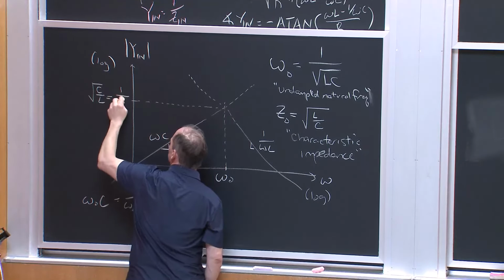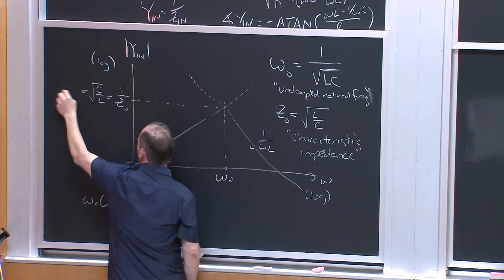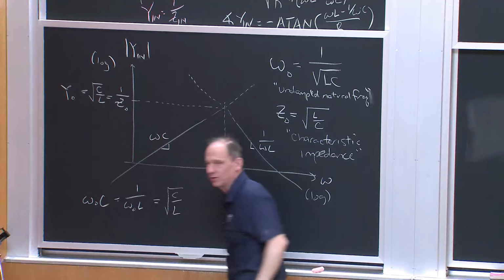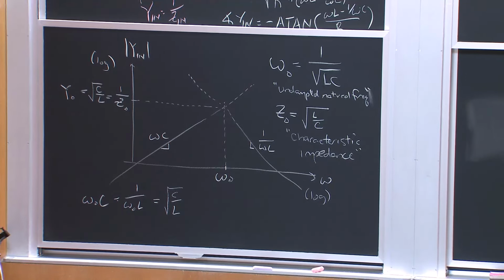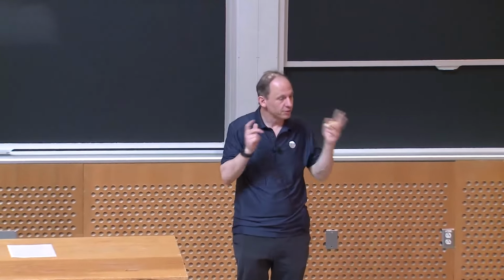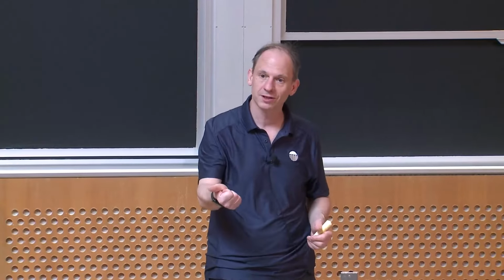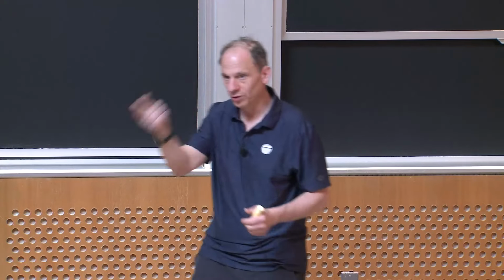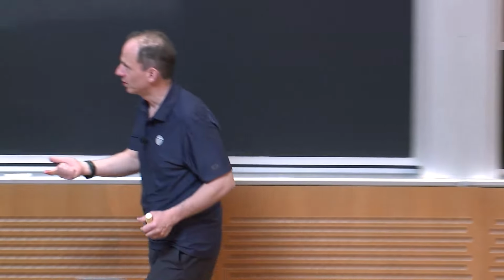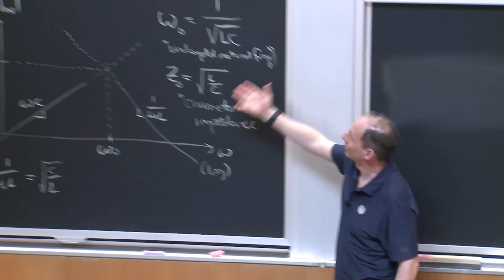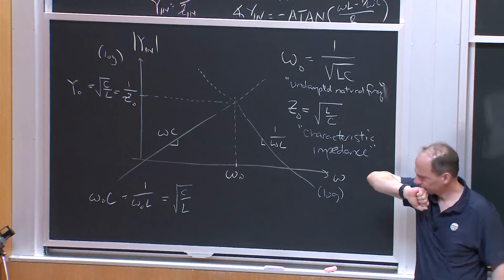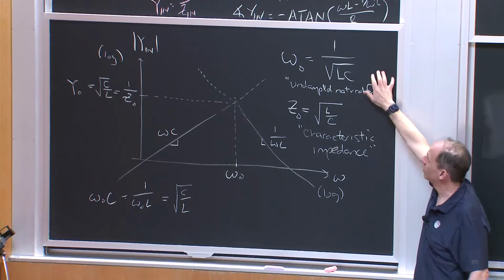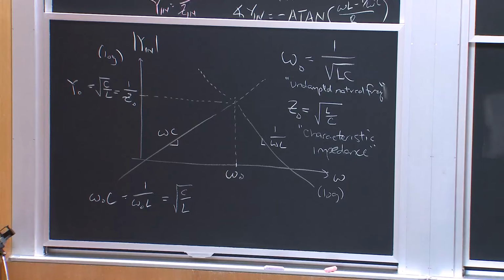So this intersection point I might write as the square root of C over L, or equal to 1 over Z naught. I might also call this Y naught, or the characteristic admittance. If you give me a second order circuit like this, especially in the frequency domain, but actually in general, the first two things I'm going to figure out are the characteristic impedance and the undamped natural frequency. The undamped natural frequency is essentially when those two elements are in resonance.